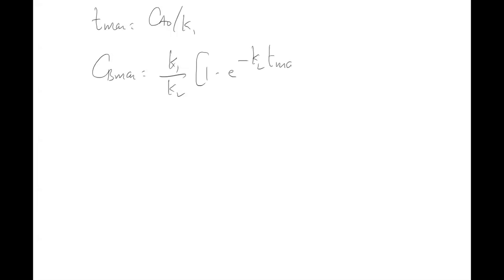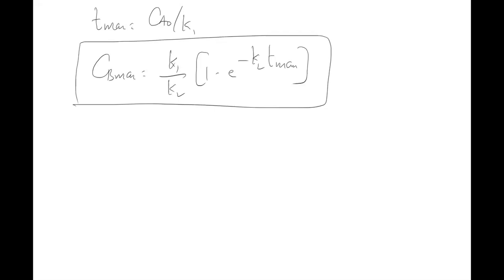So what is T max? T max is Ca naught by K1. So what is Cb max? It is nothing but K1 by K2 times 1 minus e power minus K2 into T max. If this is what is your Cb max. Clear? So these are all some fundamental questions. This can be a good, simple GATE question.